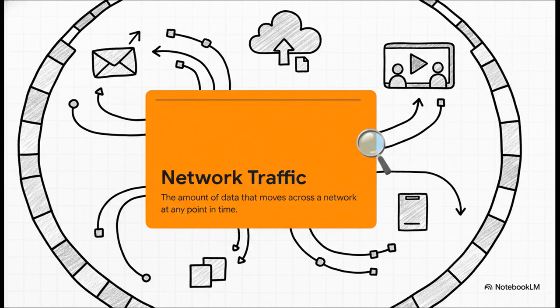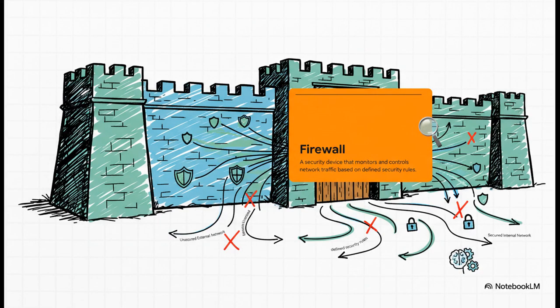Think about it. Every single email, every file you upload, every video call you're on, all of that is just data zooming across the network. And every single bit of it needs to be watched. And that brings us to the main gatekeeper of our fortress, the firewall. So what is it? It's a security device that sits right on that edge, acting as the barrier between your trusted internal network and the untrusted outside world. Its whole job is to look at all that traffic we just talked about and decide what's allowed in and what's allowed out, all based on a set of rules you defined.